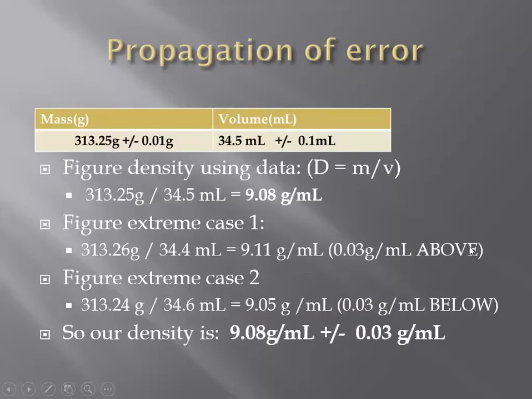So let's consider this. Suppose we have a mass and a volume here. Suppose we're trying to find the density. So we've taken these things. There's uncertainty in the measurement. So there's uncertainty in both these measurements, both in the mass and in the volume.